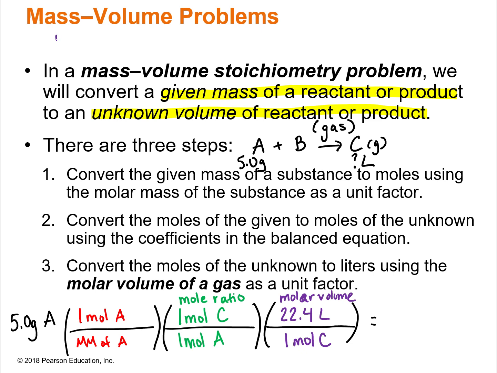Remember, 1 mole of gas has a volume of 22.4 liters at STP. That's what we'll be using for these problems. So you'll see a mass of a reactant or product. You need to figure out the volume of a reactant or product, and you'll see something about it being at STP. Use molar volume to get to liters.